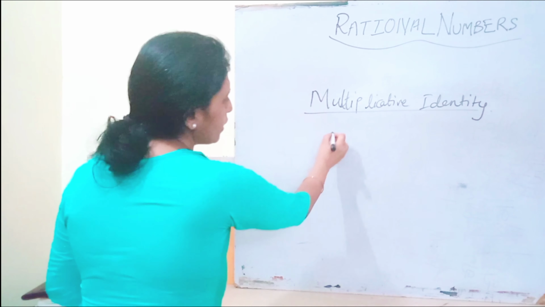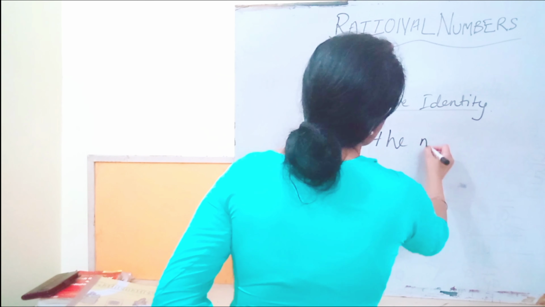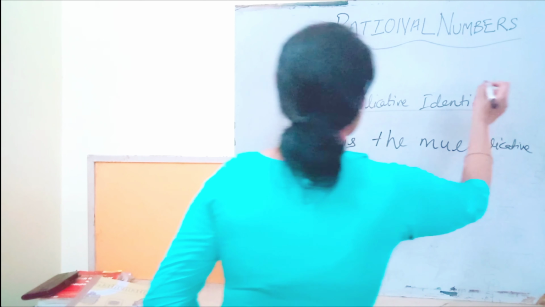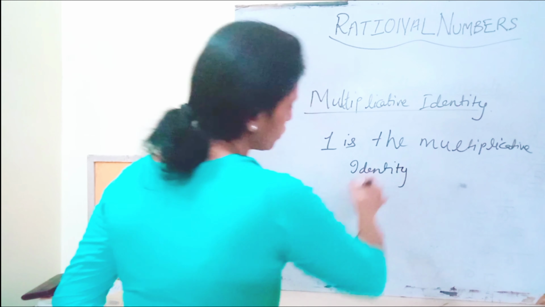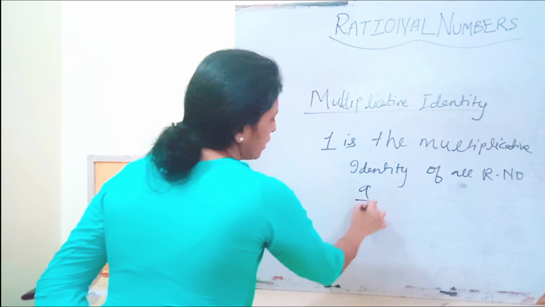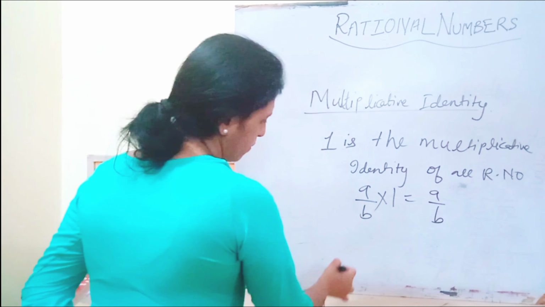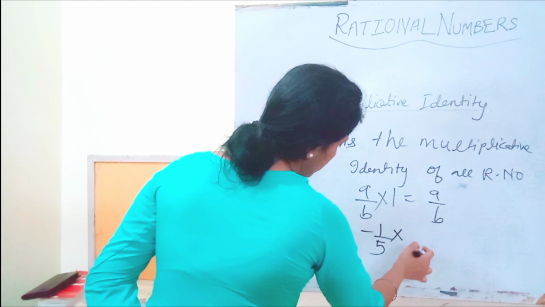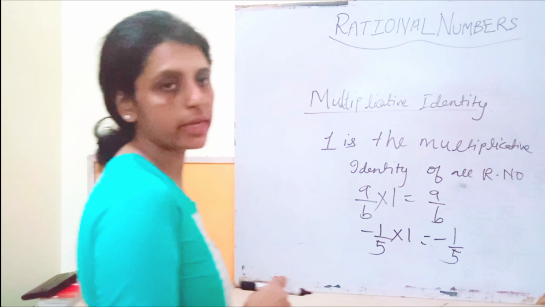Children, 1 is the multiplicative identity of all the rational numbers. Okay? इसका मतलब है कि जब भी हम 1 को किसी भी rational number से multiply करते हैं तो we get that same rational number. Okay? Means when any rational number is multiplied with 1, we get the same rational number. For example, when we multiply 1 to -1/5, okay, we get -1/5 only. So this is the multiplicative identity.